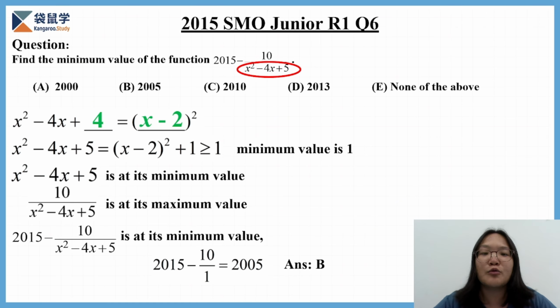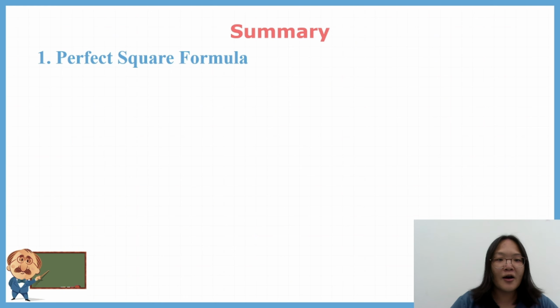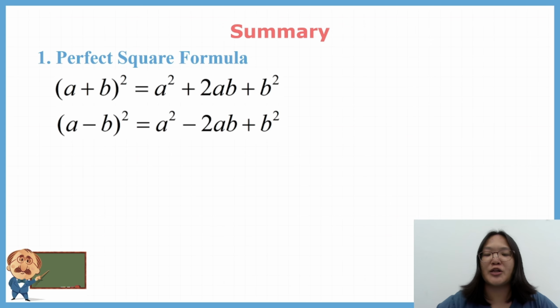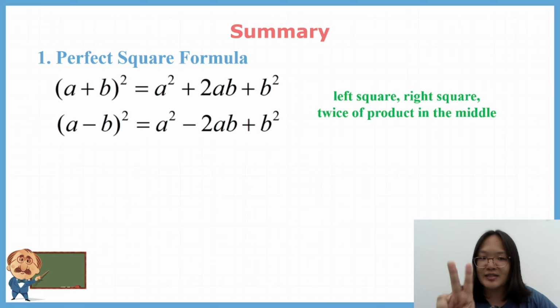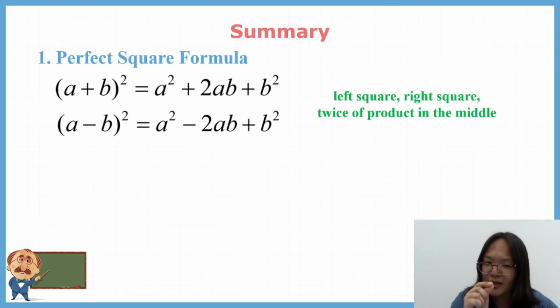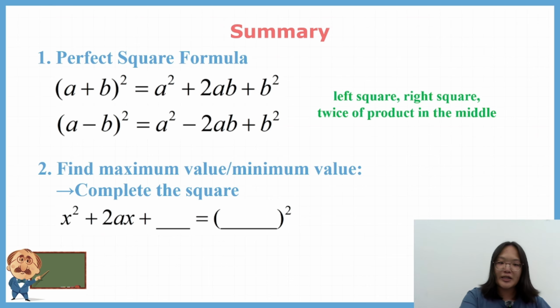And let's take a quick review. What have we learned from this question? First, it's the very crucial perfect square formula. The plus version is like this, and the minus version, remember to change the sign. And a quicker way to memorize it is left square, right square, twice the product in the middle. And what is the second skill we obtain? It's when we are asked to find the maximum or minimum value. What is the skill we use? We use completing the square, exactly. And here we list down the general form for completing the square. So what should we put on the third term? Yes, a squared. And right hand side is simply x plus a.